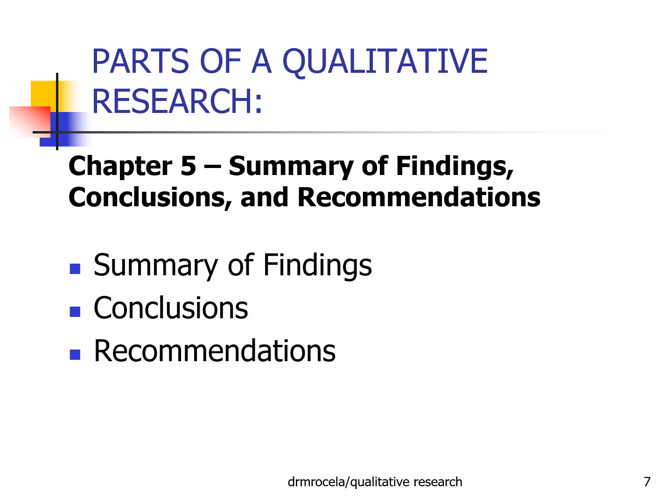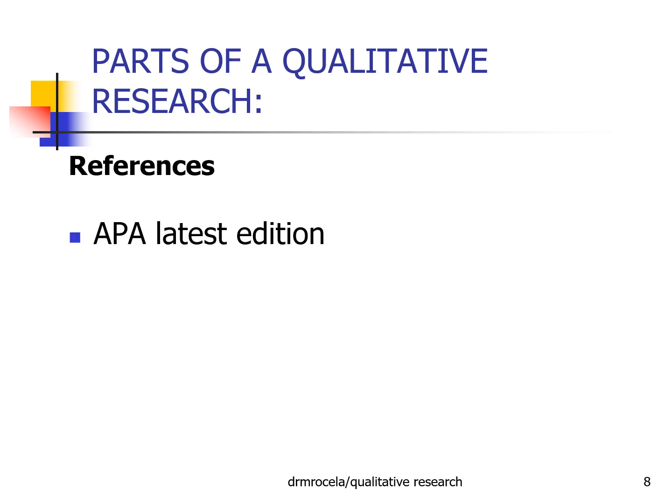Okay, for Chapter 5, we have the summary of findings, and then the conclusions and the recommendations. So we can see there, Chapter 5 is actually the easiest part of the qualitative research to do. And another part will be allotted for the references. And again, this time, let me emphasize that we will follow the latest APA edition, which is the 7th edition.